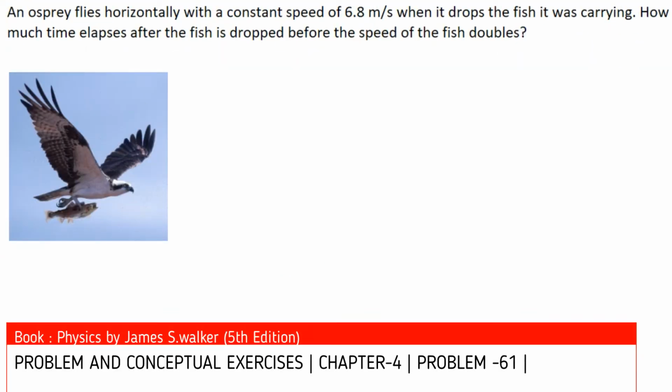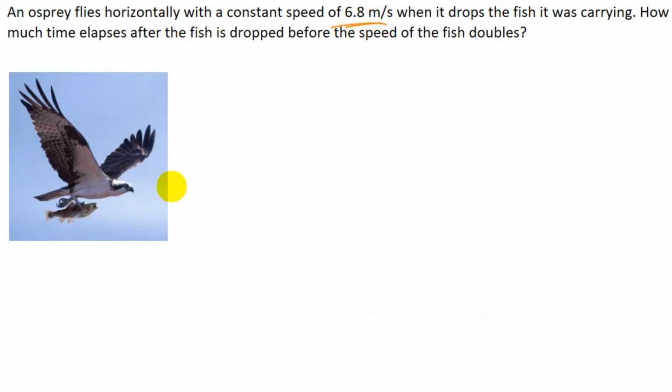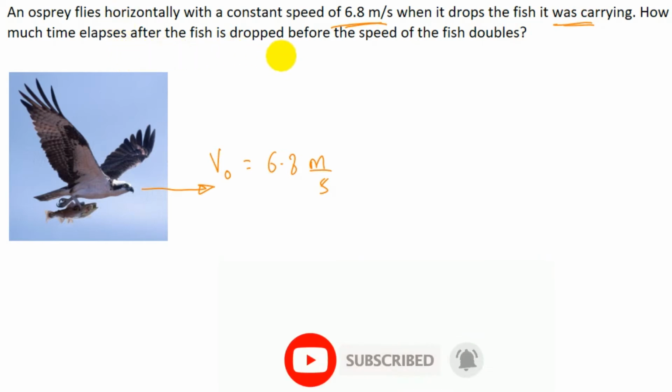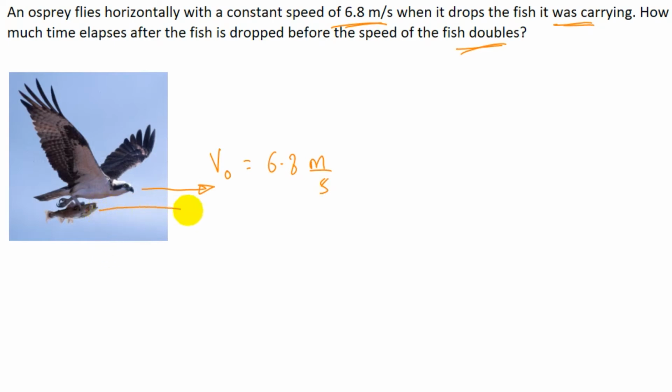Now in this question we are given that an osprey flies horizontally with a constant speed of 6.8 meter per second. It's flying like this, with constant speed v naught of 6.8 meter per second, when it drops the fish it was carrying. Now we need to tell how much time elapses after the fish is dropped before the speed of the fish doubles. Now let us draw the trajectory for the fish when it is being dropped.